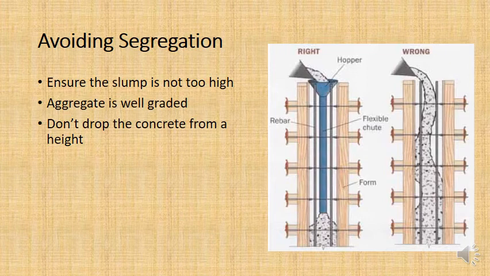The wrong way is shown on the right, where you're pouring it from a great height. What's going to happen is it's going to come down with a big bang, a big acceleration, and all of the large aggregate particles are going to sink to the bottom, and that's going to weaken the concrete. It causes segregation. So the rule of thumb in construction with concrete is you never drop the concrete from a height higher than 1 meter. If you're dropping it from a height higher than 1 meter, you're going to start having segregation.